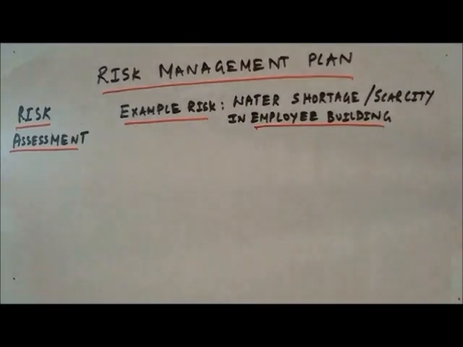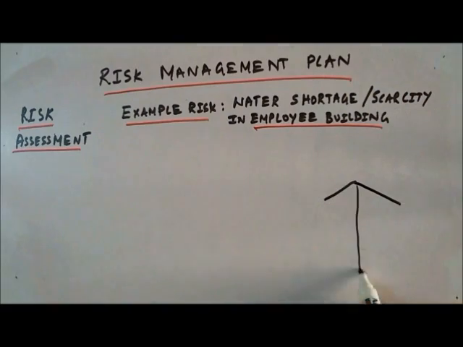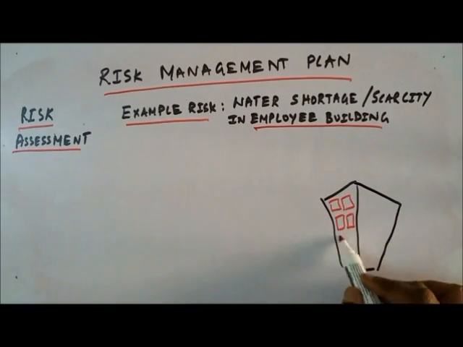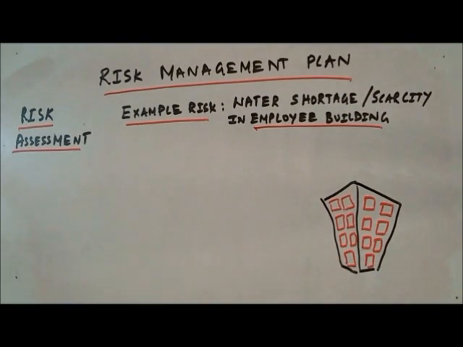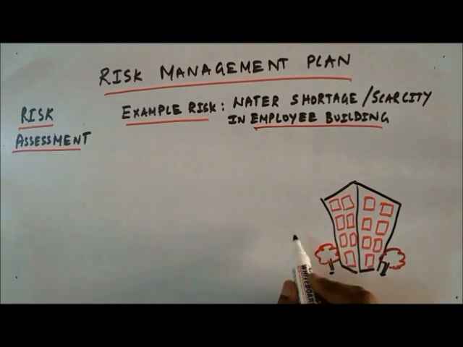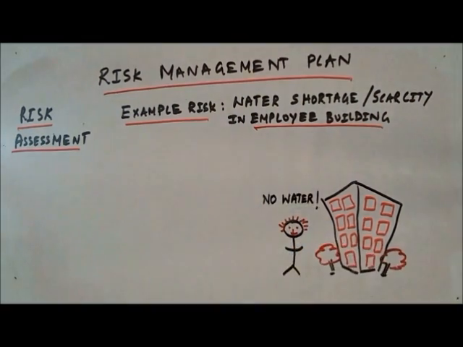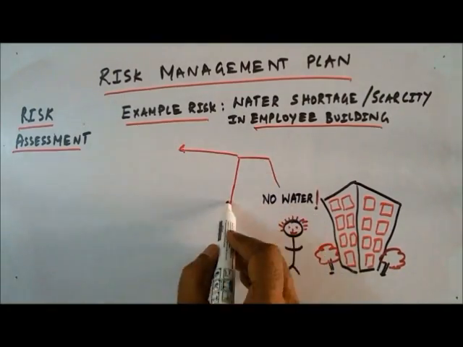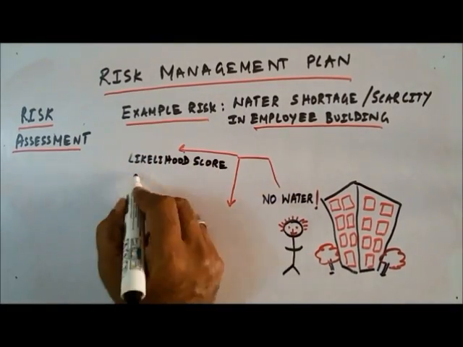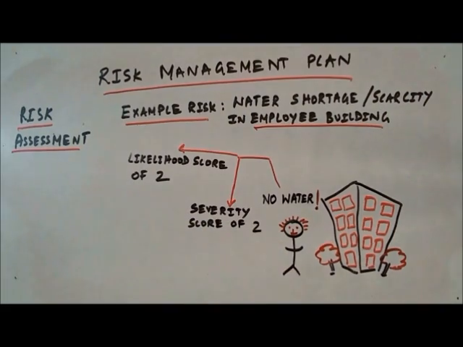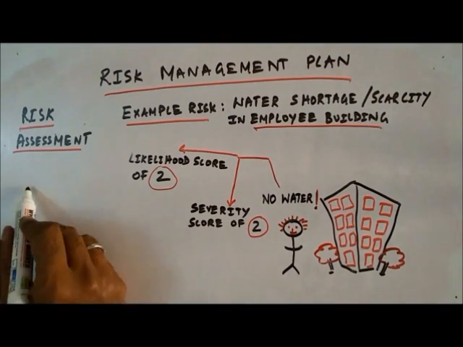Let's look at a simple example. We say that the water shortage or scarcity in the employee building has a likelihood score of 2 and also a severity score of 2. Then we can say that the level of risk rating would be 2 multiplied by 2, which is equal to 4. The scores, descriptions, and ratings would vary for different organizations and businesses.